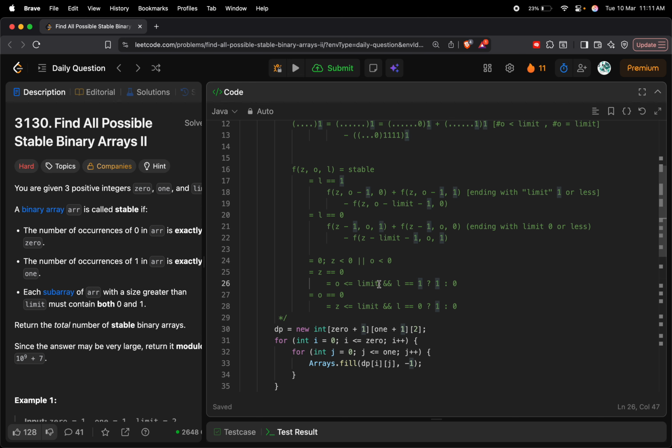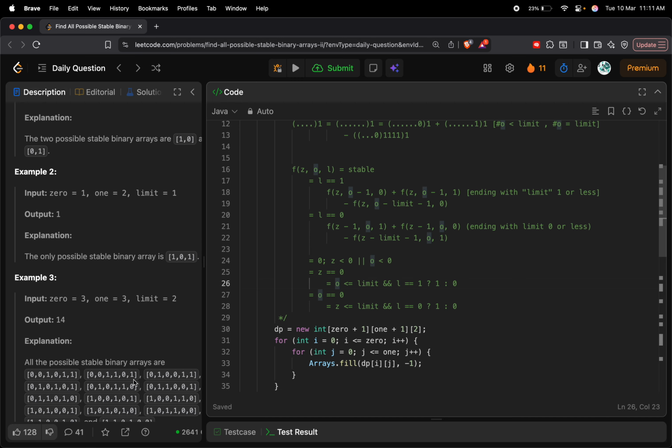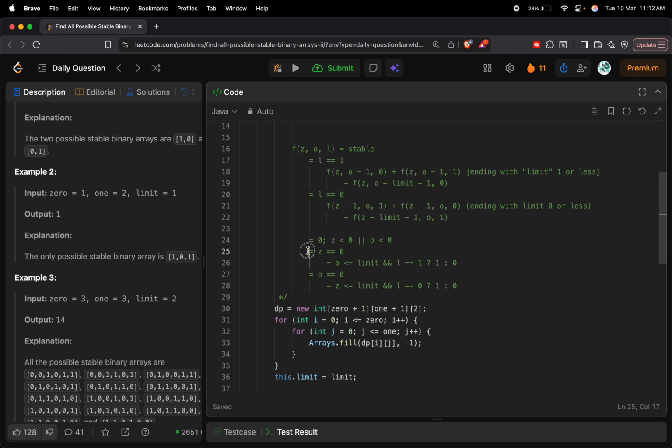If you think in the vice versa, if I have ones greater than the limit, that means the subarray which I will be choosing will not contain zeros in it. So that is the reason we will be contributing the other cases as 0, and these cases as a valid answer, right? So coming up with base cases is pretty tricky. You have to think about these base cases.